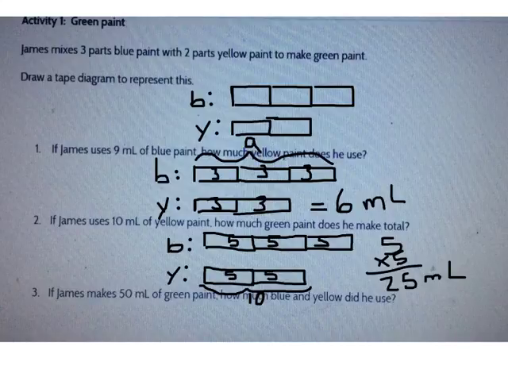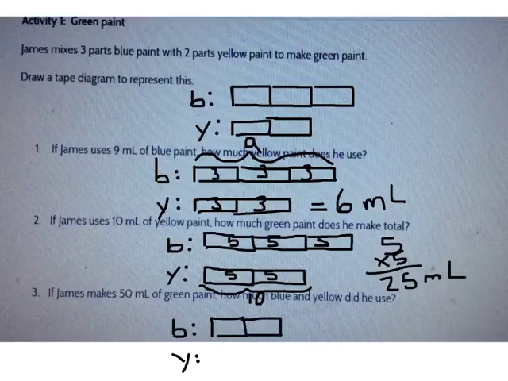Now let's look at number 3. If James makes 50 milliliters of green paint, how much blue and yellow did he use? Let's draw our tape diagrams again. 3 boxes for blue and 2 boxes for yellow.